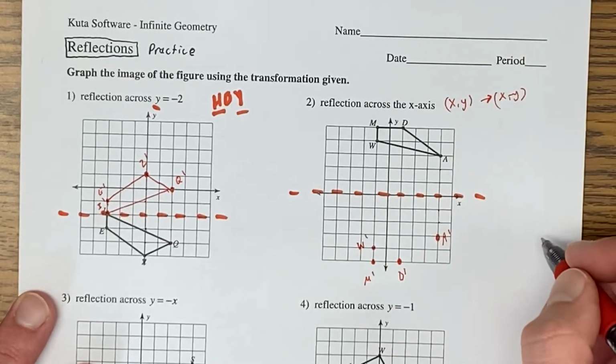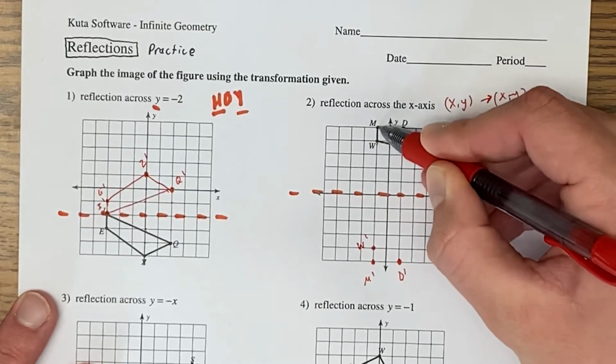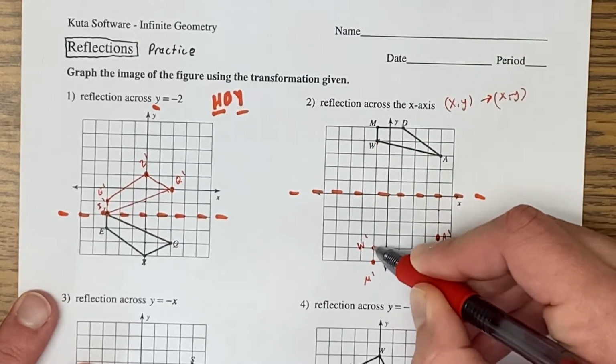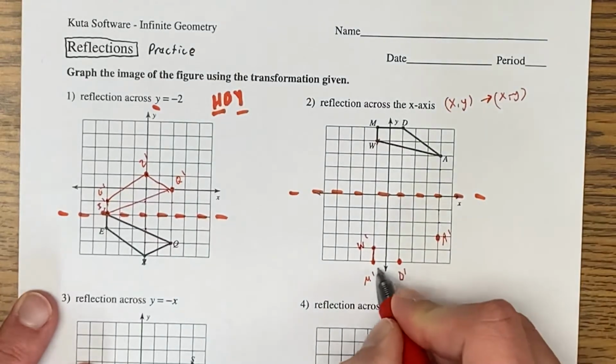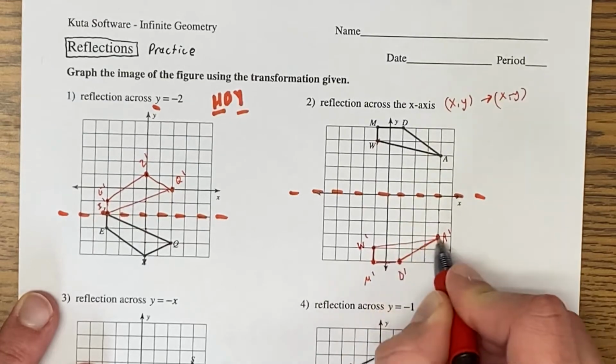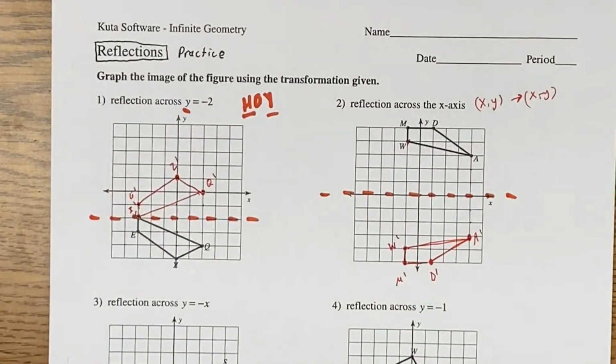And be careful how we connect our points here. The same segments that are connected, or the same vertices that are connected in our original figure, will be connected in our new figure. So W to M, M to D, D to A, and then W to A. And we have our new shape, okay?